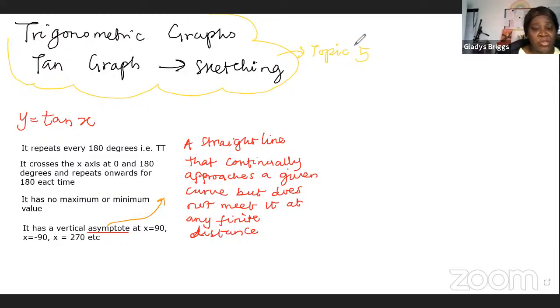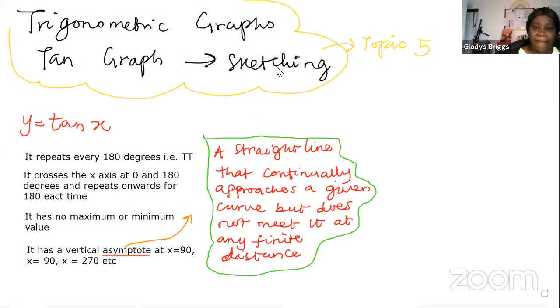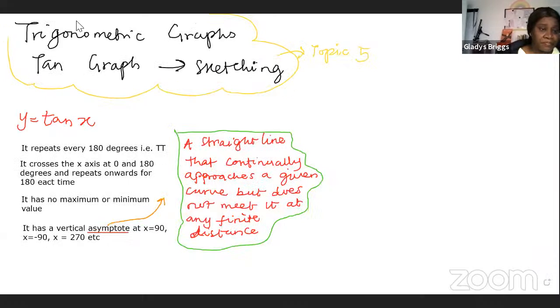So an asymptote is a straight line. You will understand now. Just make a note of everything I've written. You will understand it when we start to make the sketch, okay? I will explain a bit more when we start to make the sketch. An asymptote is a straight line that continually approaches a given curve, but does not meet that curve at any finite distance. It keeps on approaching the curve and tries to meet the curve, but never meets the curve at any distance, okay?